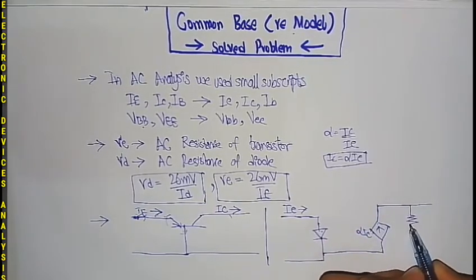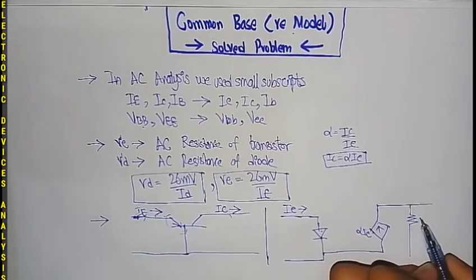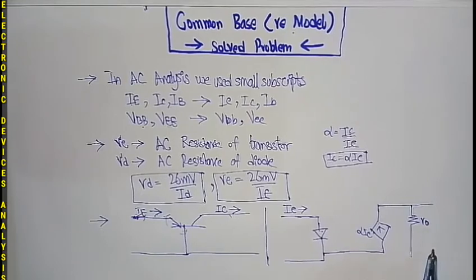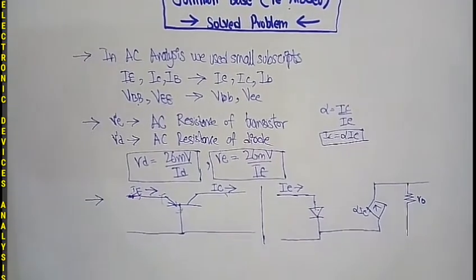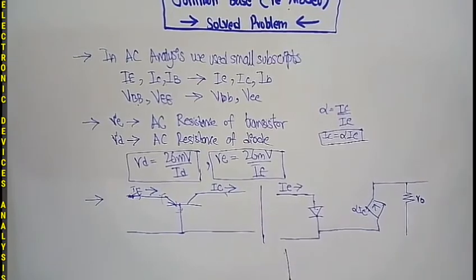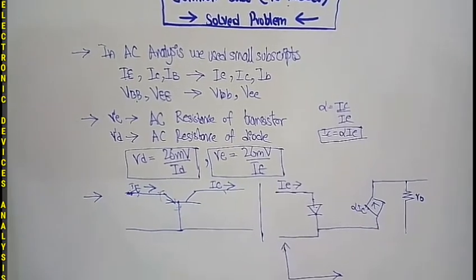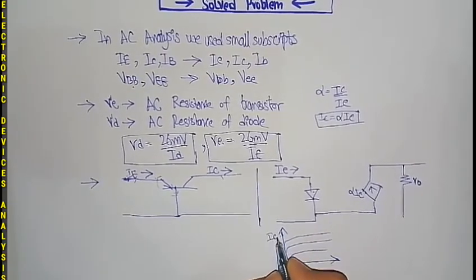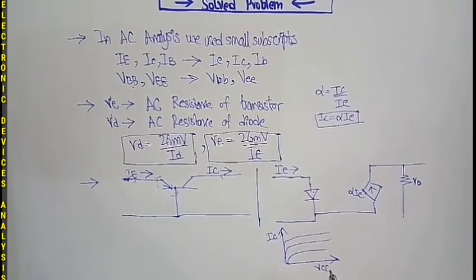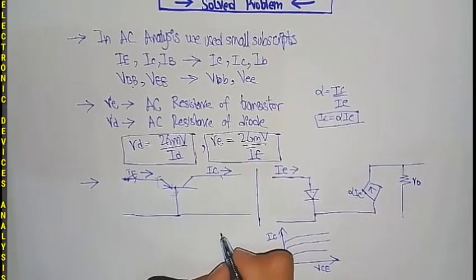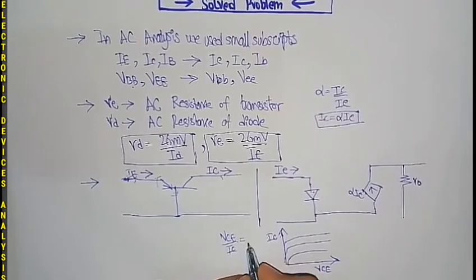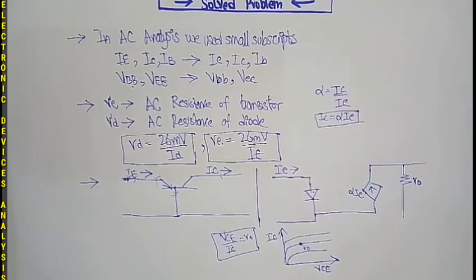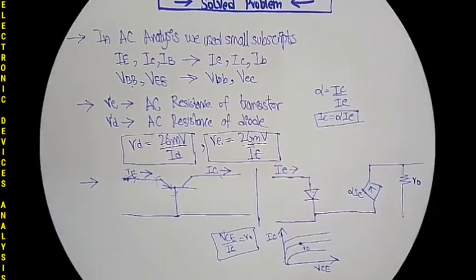And there will be a resistance present, and this resistance has the value of ro, which is taken from the output characteristics of the common base configuration. This is the output characteristics of the transistor. Here is the current IC and here is the voltage VCE. By Ohm's law, VCE over IC gives the resistance ro. It has a maximum value, of 50k, 60k or 70k.